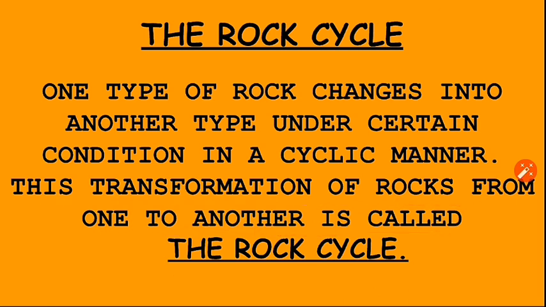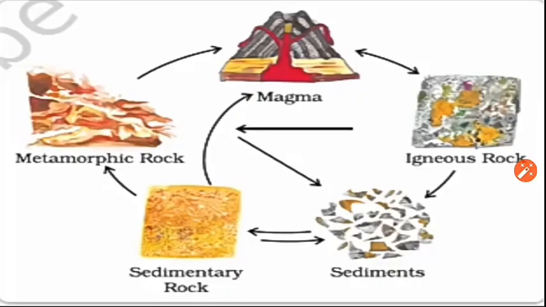Now let us try to understand this with the help of a diagram. In the diagram we can see there is something changing in a cyclic manner. So let us try to understand this. Now see, first is magma. This magma, when it is coming out on the earth's crust, is solidifying, it is getting cool, and that is changing into igneous rock.